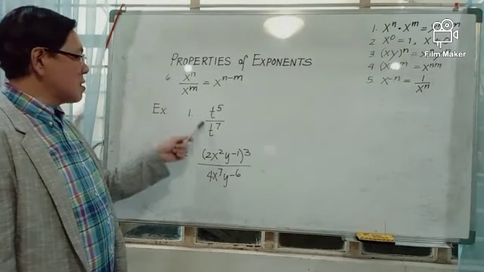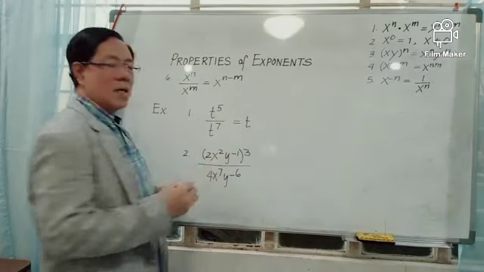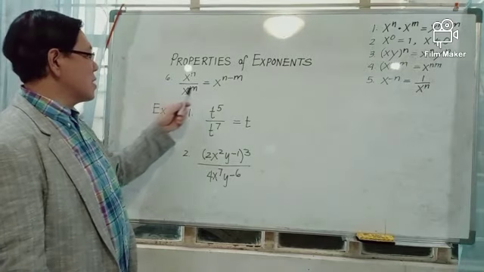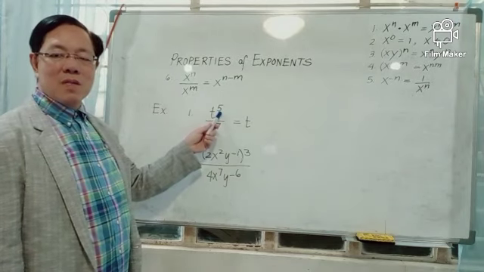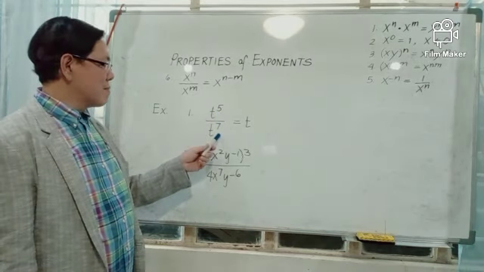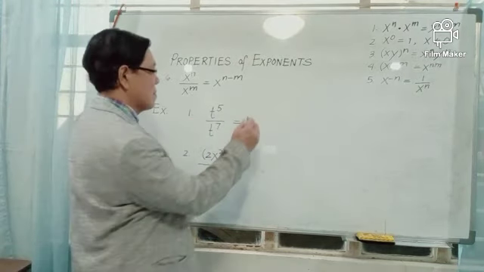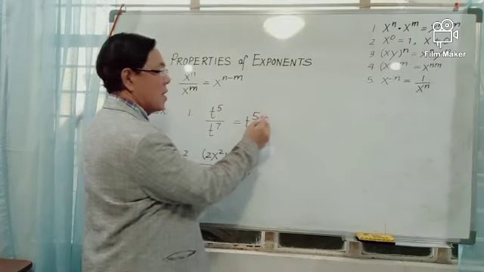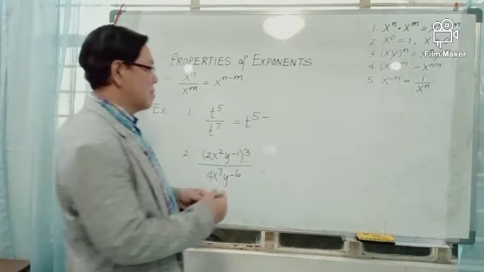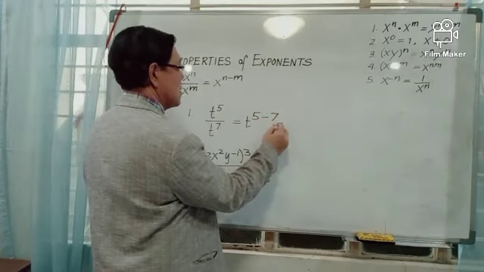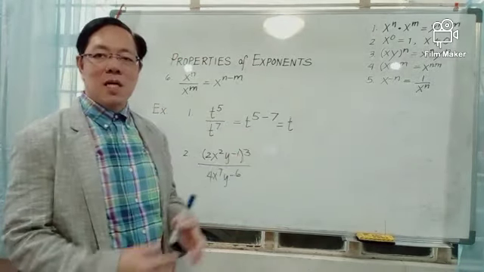The common base in this example is t. We get t, and by the 6th property, we get the difference of the exponents 5 and 7. We write first 5, the exponent of t in the numerator, and from 5, we subtract the exponent of t in the denominator, minus 7. We simplify t to the power 5 minus 7, which is negative 2.